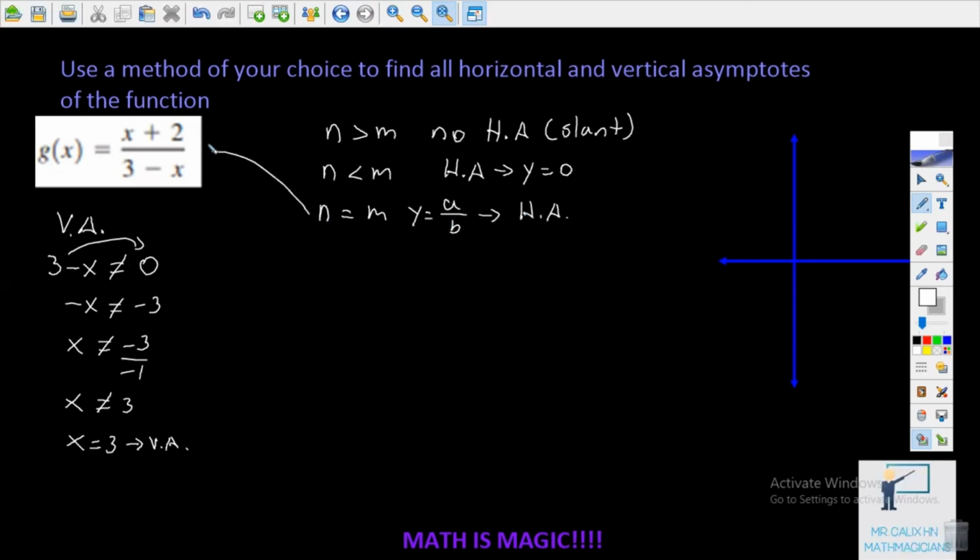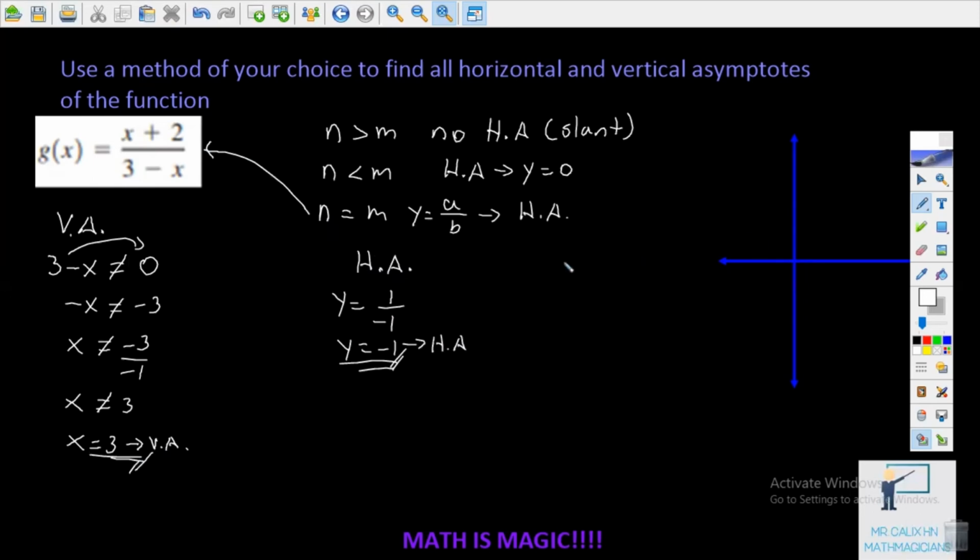Okay, this is this case here. As you can see, n is equal to m. The degree here is equal to the degree here. So to find my horizontal asymptote, I am just going to divide the two leading coefficients. Y is equal to, the leading coefficient in the numerator is 1, and the leading coefficient in the denominator is negative 1. Y is equal to negative 1. We found them both. This would be your horizontal asymptote. With that, we're going to make our graph.